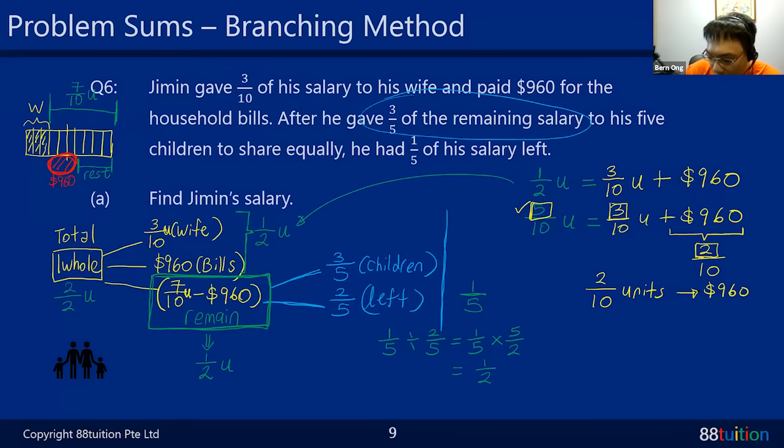Go and find your 1 over 10 unit first. All right? Yeah, I know some of you are chatting. Wait, don't worry. Give me some time.